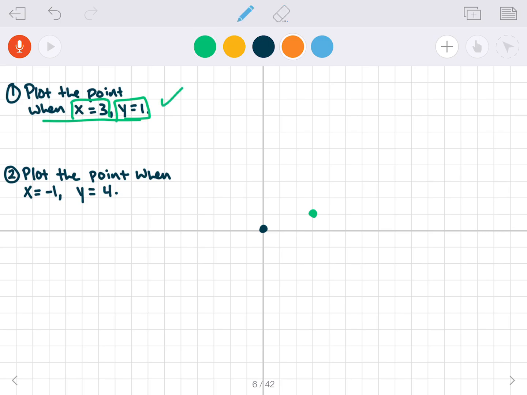Alright, next one says plot the point when X is negative 1, Y is 4. So when X is negative 1, we go to the left 1. So from the middle, we go to the left 1. Then we go up 4 because that's positive. 1, 2, 3, 4. So this is our next point right there. And then we can erase this stuff. So green and orange points.